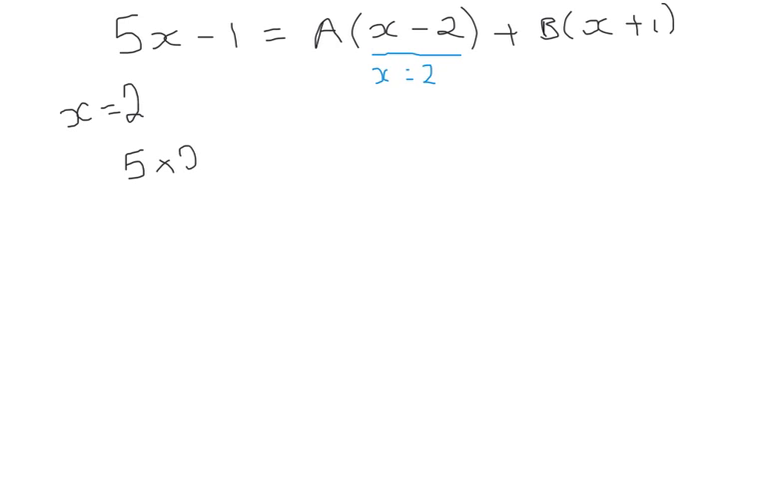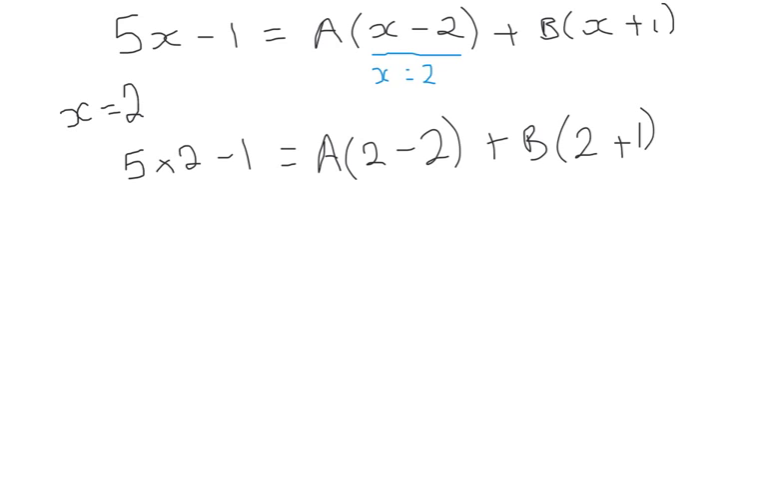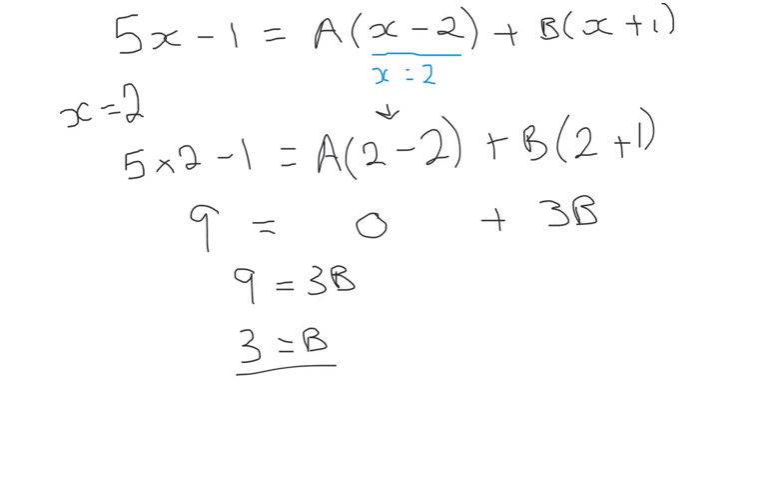5 times 2 subtract 1 equals a bracket 2 subtract 2 plus b bracket 2 add 1. This bracket is 0. Left hand side is 10 subtract 1, 9. 0 there. And that's 3b. So 9 equals 3b. You should end up with an easy equation to solve. 3 equals b. That's b done.